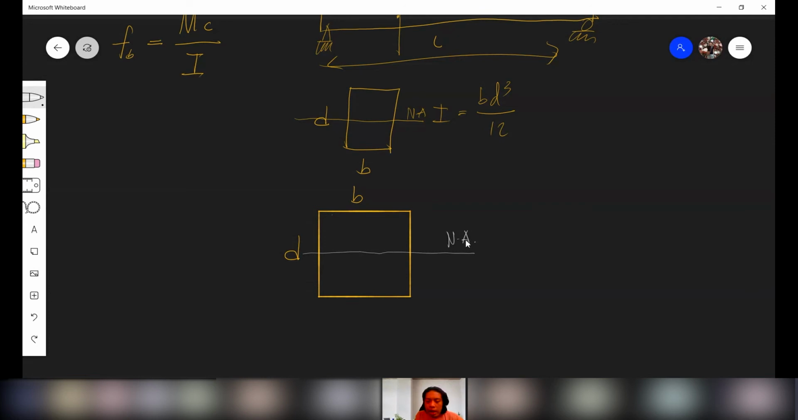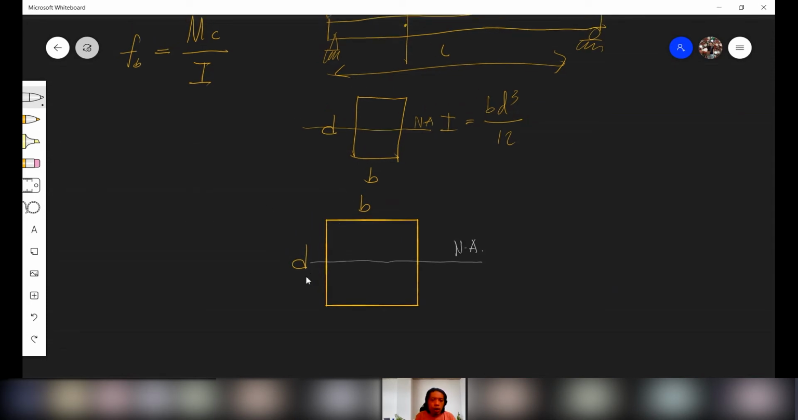Now, what is the neutral axis? The neutral axis is the axis wherein it experiences no stress at all. It does not experience any stress. That's why it's called neutral axis, so that you understand why it is called neutral.